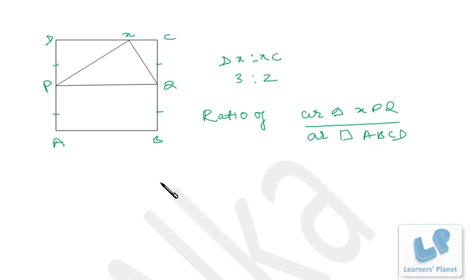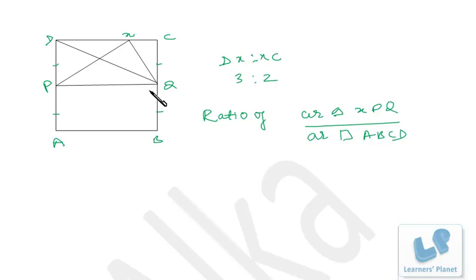Now friends, no need to go for any sort of detailed paperwork. Directly you can say this triangle XPQ will be 1/4 of this square ABCD. Now how will it be 1/4? Just listen to me carefully. Suppose I draw a line over here, this line. Now what will be the area of triangle PDQ?